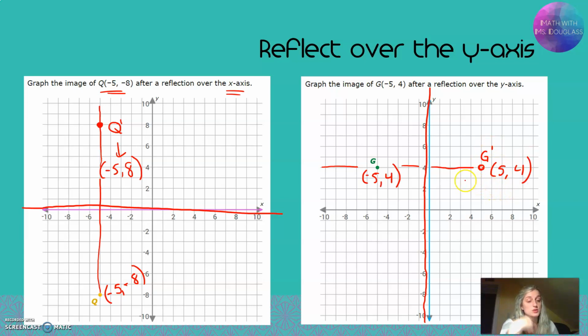Another way to think about this, so you're not stressing about which one changes, is you can take G, reflect it over, and think, oh, I know that quadrant 1 has all positive values. I know that quadrant 2 has negative x's, positive y's. So that's a good way to double check your answer. And those are reflections over different axes.